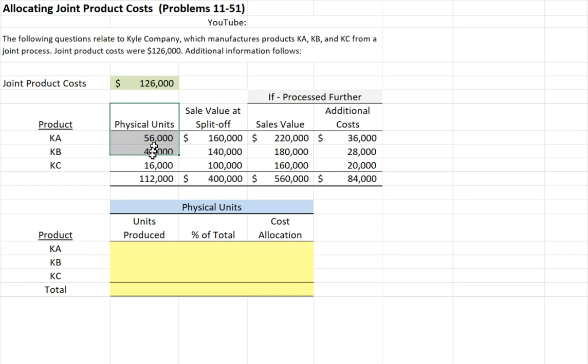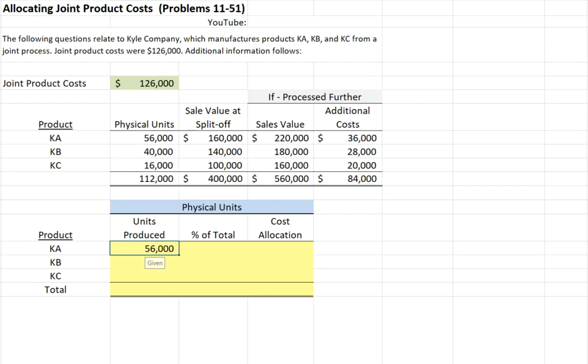We're told that we produced a certain number of physical units of product Ka, Kb, and Kc. We're given the relative sales value at the split-off point for our three products, as well as the sales value and additional cost if we process the products further. We're going to begin by allocating $126,000 in costs using our physical units method. Again, we're given the number of physical units for each product that we're producing.